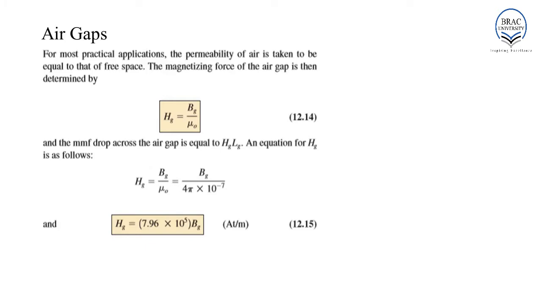The magnetizing force of the air gap is determined by using the formula Hg equals Bg by mu naught, and the MMF drop across the air gap is equal to Hg Lg.